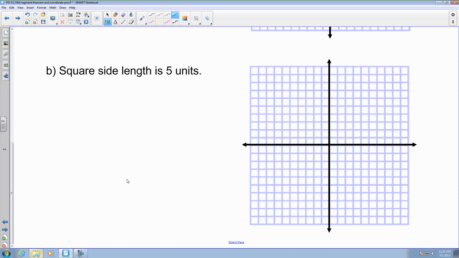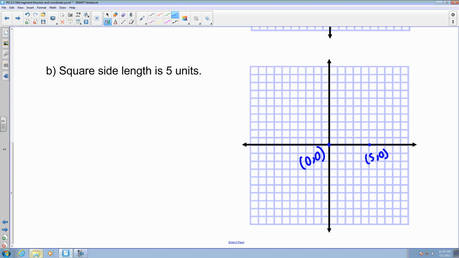Looking at B, it says square side lengths is 5 units. All right, right off the bat, like I said, use the hint, but 0, 0 is 1 point. A square is a quadrilateral, all congruent sides, and all angles are 90 degrees. So easy enough. I'm just going to go 5 units to the right. 1, 2, 3, 4, 5. This is going to be 5, 0.